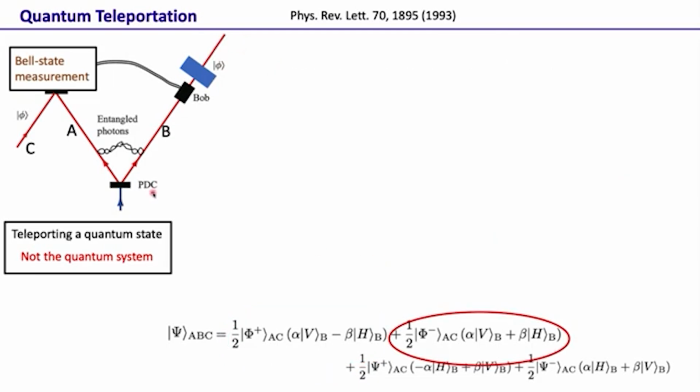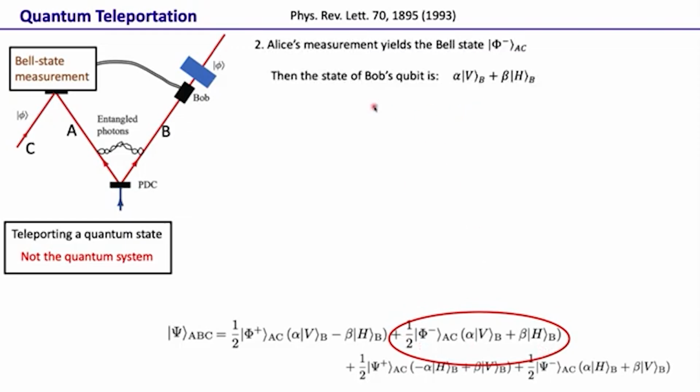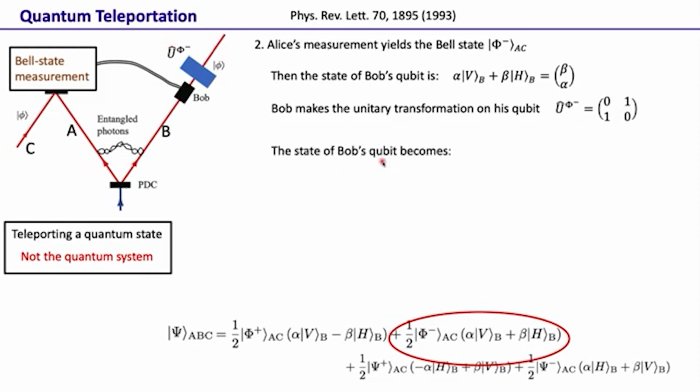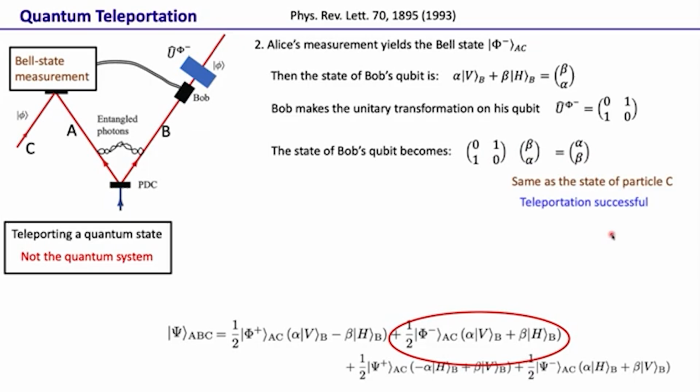Now let's say the Bell state measurement yielded phi minus. Then of course the state of particle B, that is Bob's qubit, is alpha VB plus beta HB. In this case, the unitary transformation that Bob will make is this U phi minus, that is 0, 0, 1, 1, and we see that after the unitary transformation, Bob's qubit becomes alpha beta, which is the same as the state of particle C, hence teleportation successful.